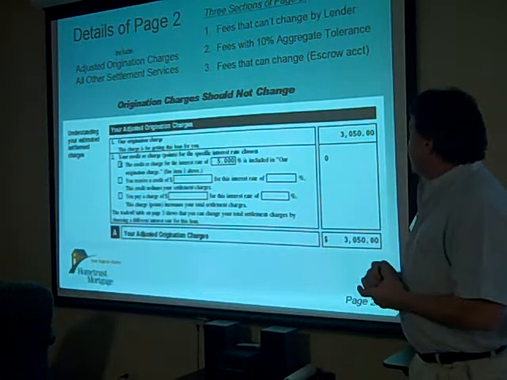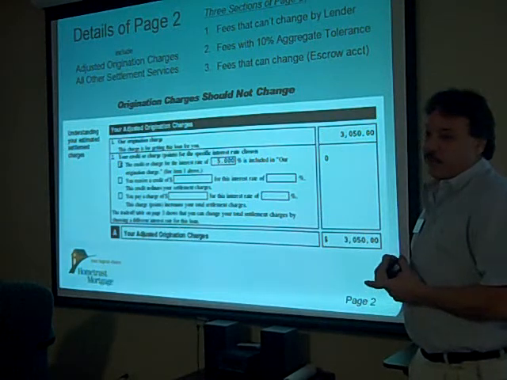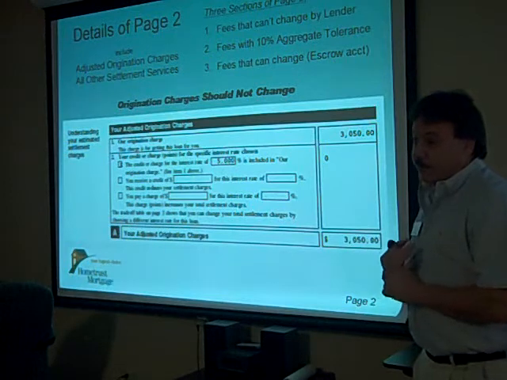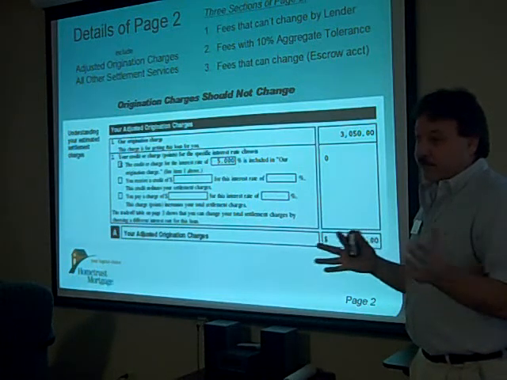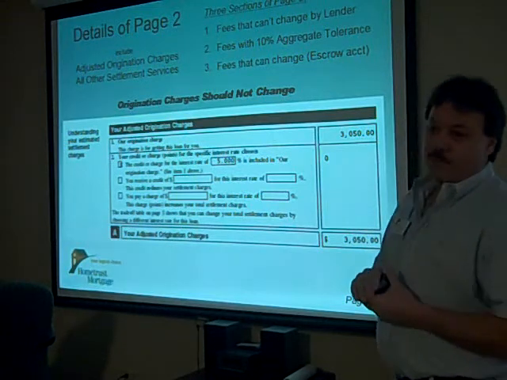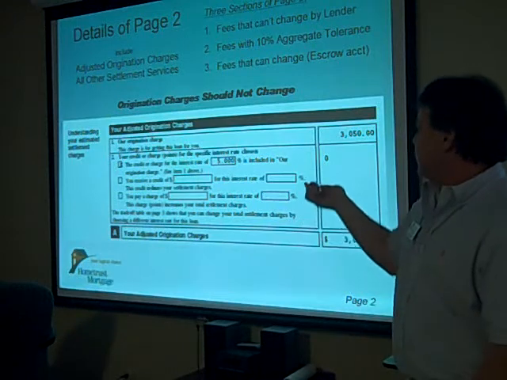It's fees that can't change by the lender, which is this section. The fees with a 10% aggregate tolerance, which are fees that we estimate for other third parties, that we have to be fairly accurate on, because if we're not, we basically write the check for any delta, any difference on that. And then finally, fees that can change, which are things beyond our control: taxes, insurance, escrow accounts. Okay? So let's do the second section.